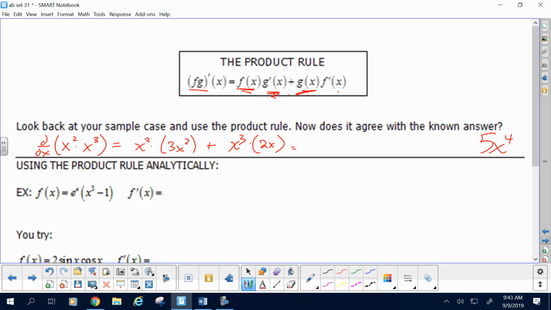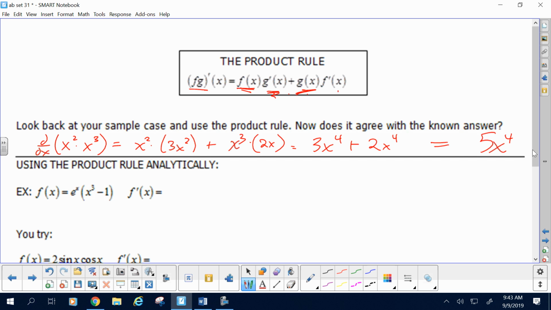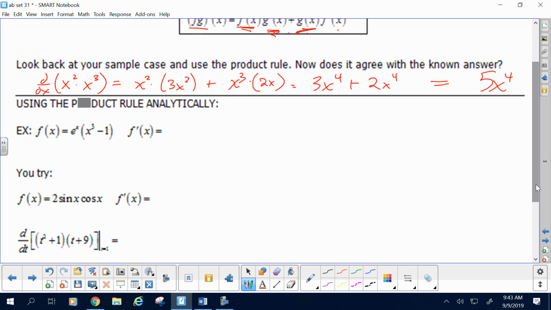We do a little simplifying. Multiplication comes first. 3x to the fourth plus 2x to the fourth is 5x to the fourth. Okay? All right. Now then, let's show a problem or two. These will go pretty quick on the homework. Once you get good at these, they take maybe 20 seconds a problem.